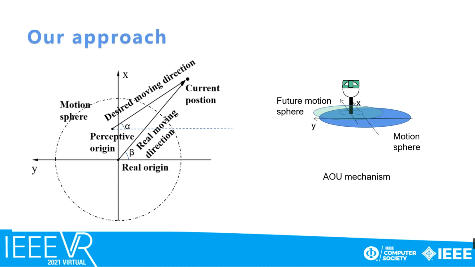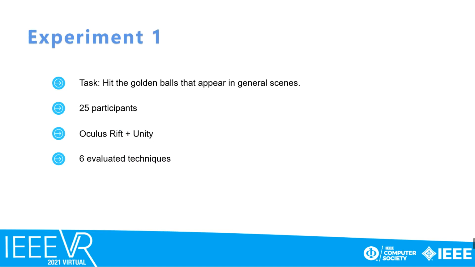AOU, as you can find in the right figure: if the user steps back inside the motion sphere and stays still for more than 2 seconds, we set the current position of the HMD as a new origin, and the motion sphere moves to center at the new origin. In this way, the user could easily perceive the origin as it is updated by the user, so the self-centering problem can be solved. Next, we do two experiments to verify the performance of our method.